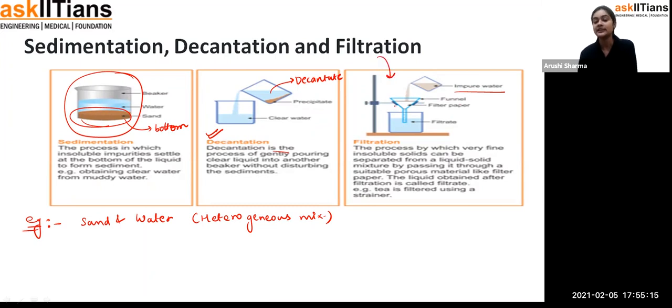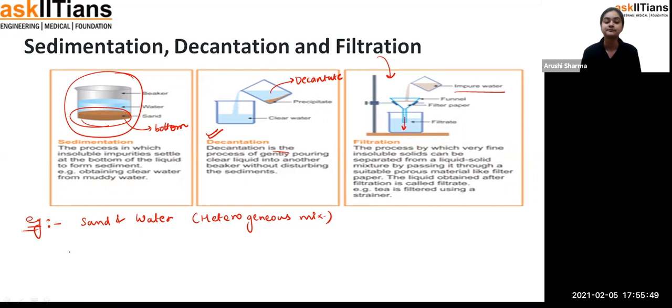In this filtration method, students, we use a funnel-like structure, and in this funnel we put some filter paper. The filter paper has some pores, and only water can pass out through those pores. The other impurities are not allowed to pass through. So when you start pouring water over that filter paper, the water flows down, as you can see, and the impurities are left behind over the filter paper. That's how the filtration process is done.